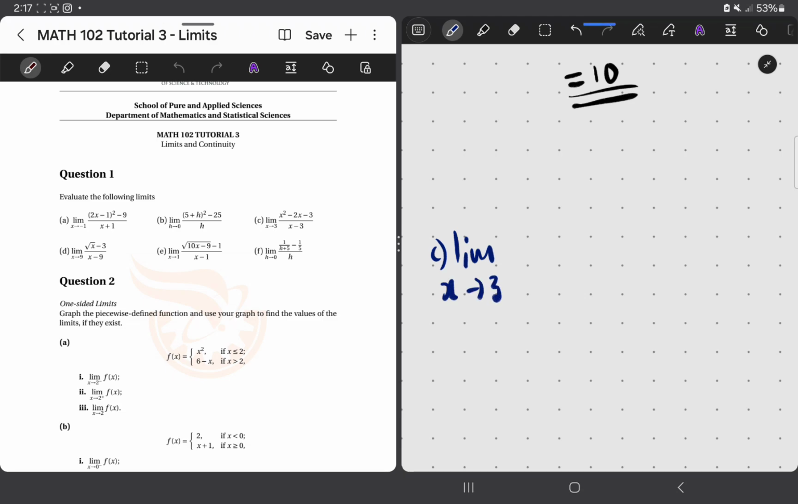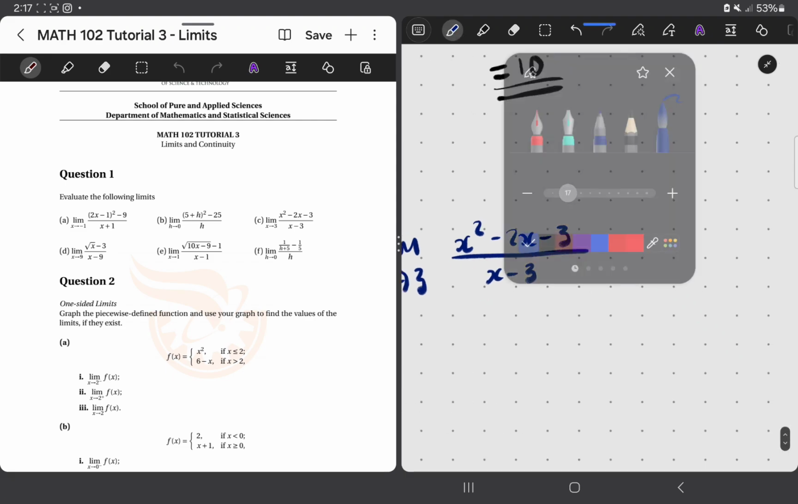Try to do it on your own. I know you can. Try to do it on your own and try to see what it is. Be inventive. Come on. So here we have the limit as x goes towards 3. You can pause the video, try it on your own, then continue. x squared minus 2x minus 3 all over x minus 3. What is this going to be equal to?